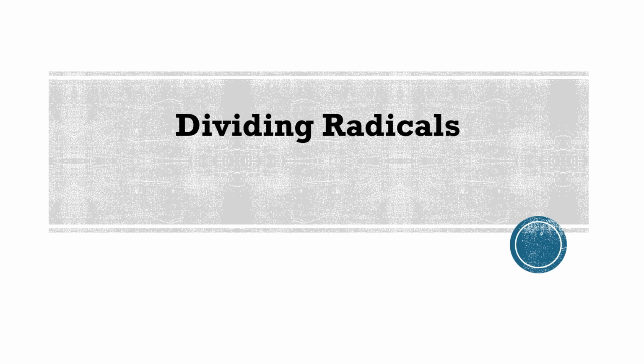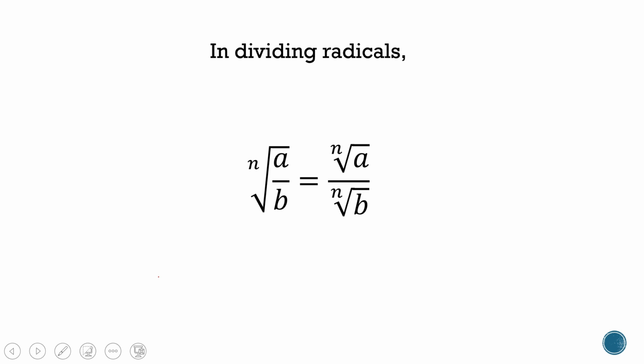Good morning. Today's lesson is about dividing radicals. And when we divide radicals, we need to remember this equation. The nth root of a over b is equal to the nth root of a over the nth root of b. But b here cannot be equal to 0, or else this is going to be undefined. Also, the a over b cannot be negative, because if it's negative, we will have an imaginary number. So think about those two things.